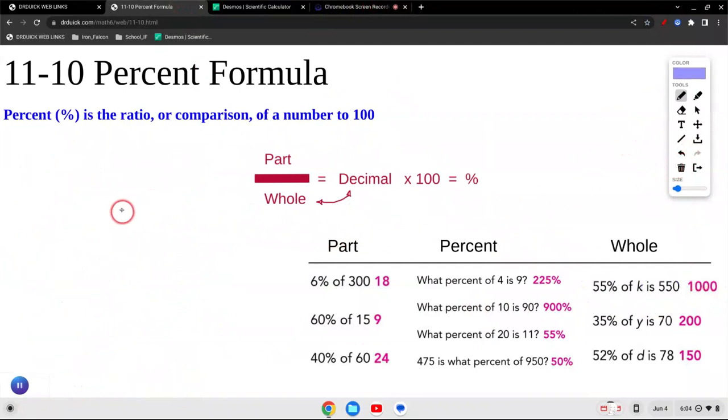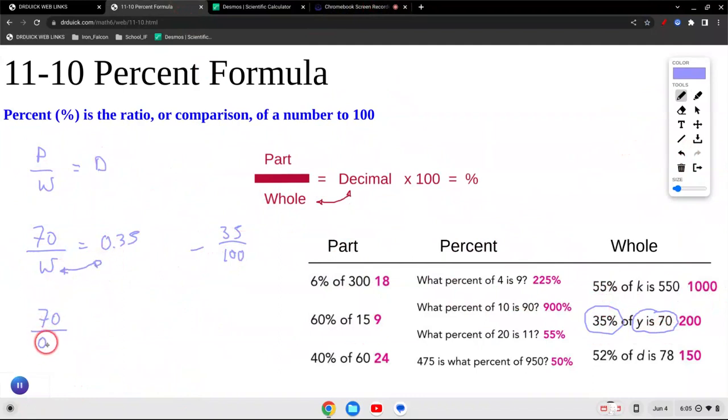Once again, I'm going to take my part, which is 70. So it's P over W equals my decimal. My part is 70. I don't know what my whole is. My decimal, I have to take 35% and make it a decimal. So it's 35 divided by 100 is equal to 0.35. Now these guys switch parts, so it'd be 70 divided by 0.35 is going to give me my whole.